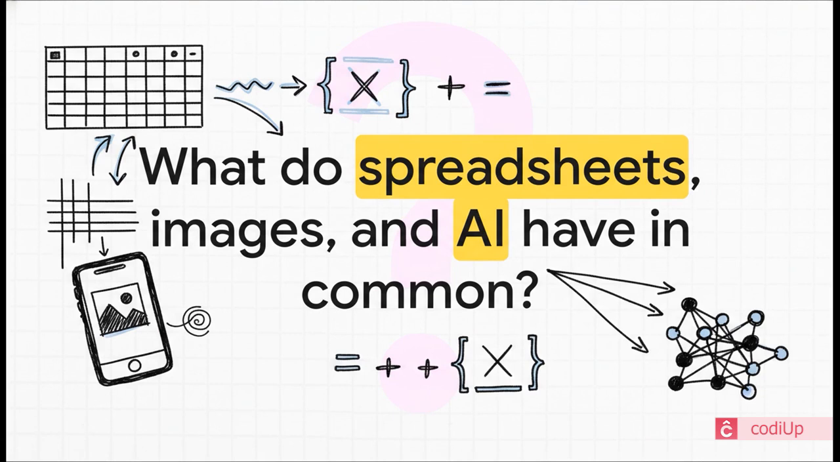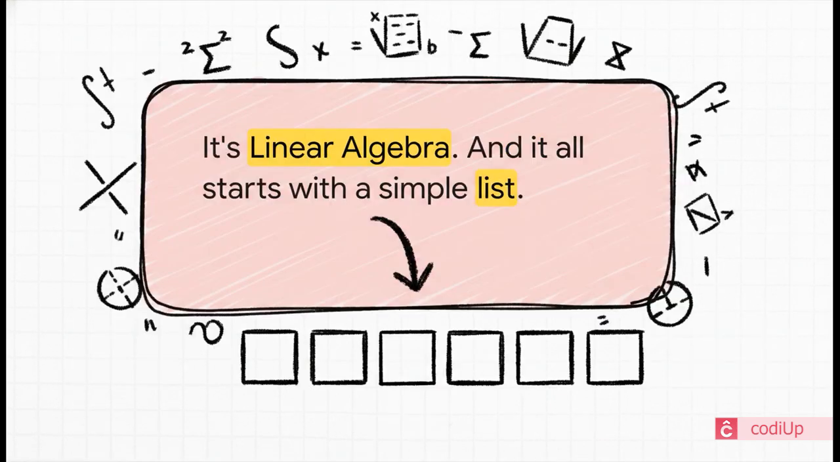So, let me ask you a question. What could a spreadsheet, that photo you just liked on social media, and the crazy smart AI that recommends your next movie possibly have in common? I mean, on the surface, they seem like they're from different planets, right? Well, it turns out they all share the exact same hidden backbone. And that backbone, it's linear algebra.